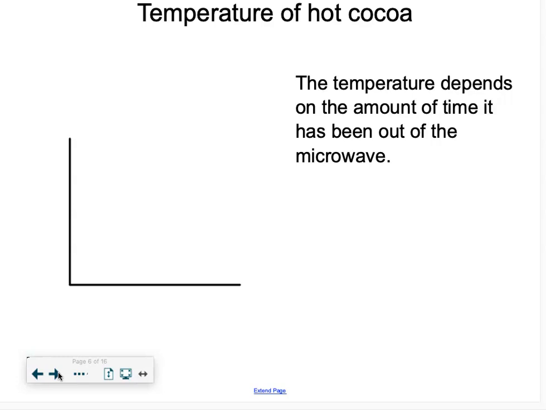Okay. On your whiteboards, I want each group first to take 10, maybe 15 seconds, discuss what shape this graph would be, and then send one member up to your whiteboard to give a quick sketch of what you think this graph will look like. We're talking about if you take a cup of cocoa, you heat it up in the microwave, and then you take it out and set it on the counter. What is happening to the temperature? All right? Okay, go ahead.